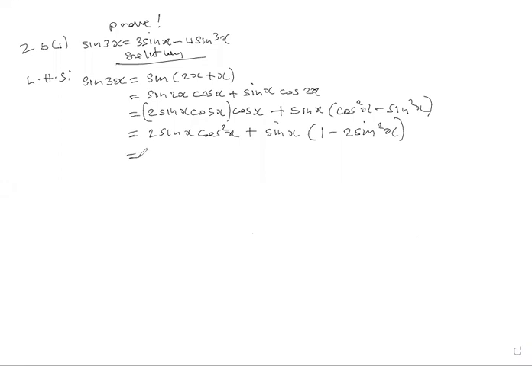Proceeding, we can express cos squared x in terms of sine, and so we get 2 sin x, where cos squared x is, we write 1 minus sin squared x, then plus sin x times 1 minus 2 sin squared x. Okay, now we can do the expansion. When we expand here, we get 2 sin x minus 2 sin power 3x.